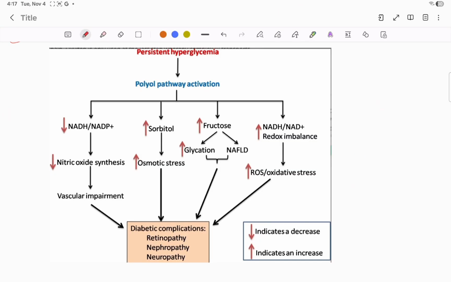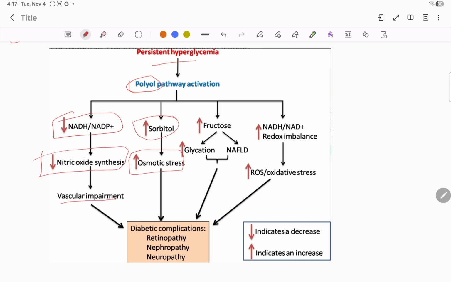Now let's try to summarize each and everything which we have discussed till now. There is persistent hyperglycemia, which will cause an increase in the polyol pathway, which will increase sorbitol, which will cause an increase in osmotic stress. There is a decrease in NADH and NADPH, which will cause a decrease in NO synthesis, causing vascular impairment, as well as an increase in fructose. Also, this glucose and fructose will cause glycation. There will be an increase in the production of reactive oxygen species, as the body is not able to produce enough NADPH. All of these things will cause diabetic complications.